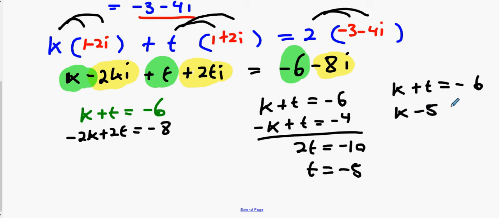Now, 2t equals minus 10, t equals minus 5, and then k plus t is minus 6, so k minus 5 is minus 6. Anybody get k equals minus 1? Yeah. It's going to be minus 6 plus 5. K equals minus 1. Who got that one right out of interest?